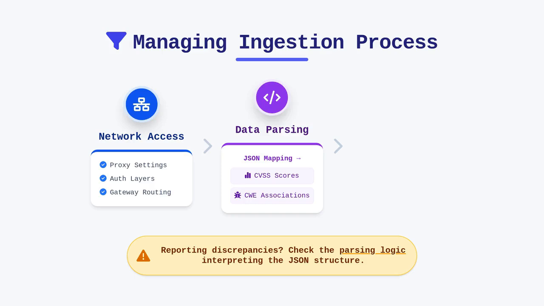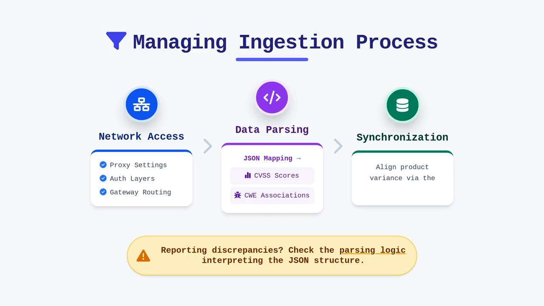If you observe discrepancies in your reporting, the issue frequently resides within the parsing logic that interprets the incoming JSON structure. A persistent challenge within this domain is the variance in how product information is represented, necessitating precise synchronization with the Common Platform Enumeration, or CPE, dictionary.